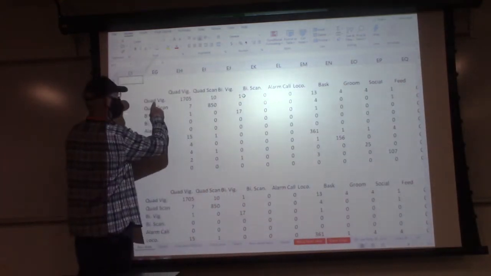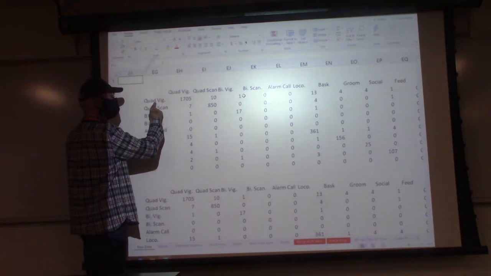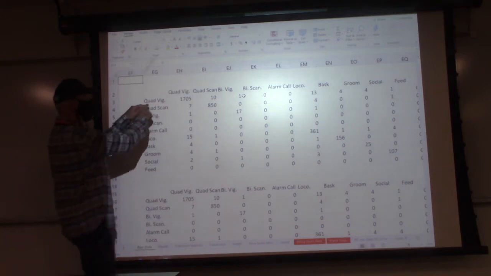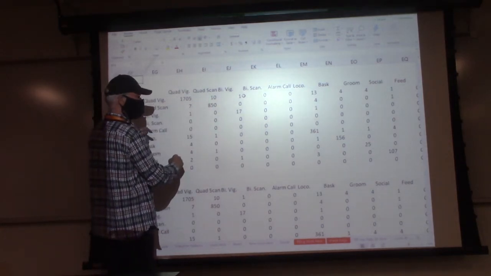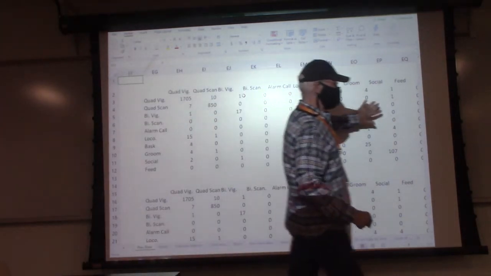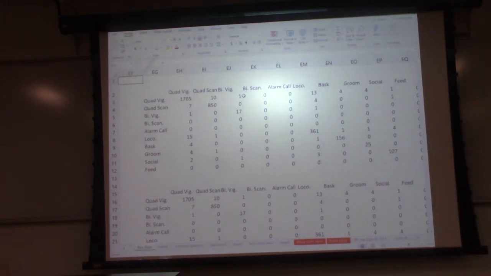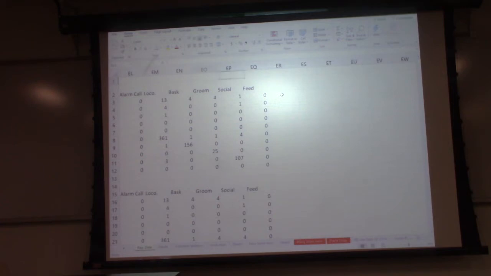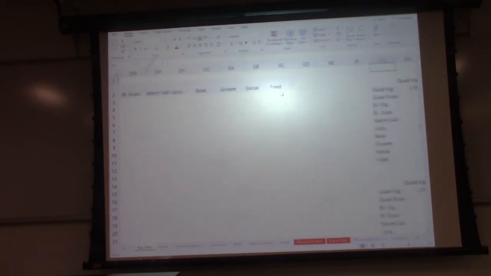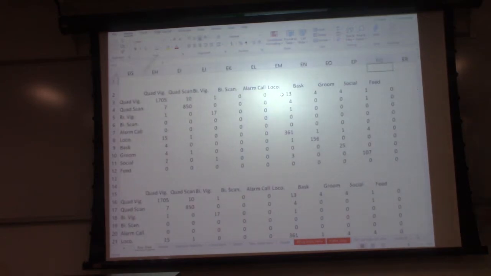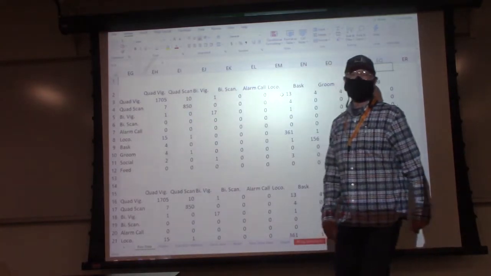So here we have the animal spent quadrupedal vigilance, 1,705 seconds. From quadrupedal vigilance to quadrupedal scanning, 10 seconds, and so on. Okay? So here's that matrix. We've used all that other stuff to complete this matrix. All right? Great. So that's the raw matrix. That's not the matrix that we need, though. What we need to do is convert all of these things into probabilities.